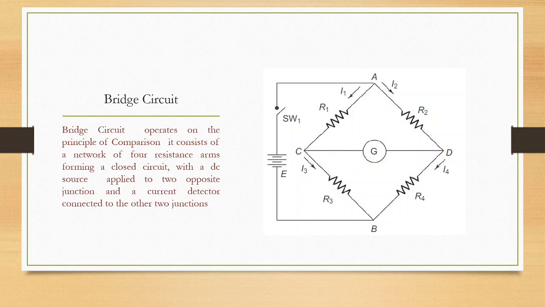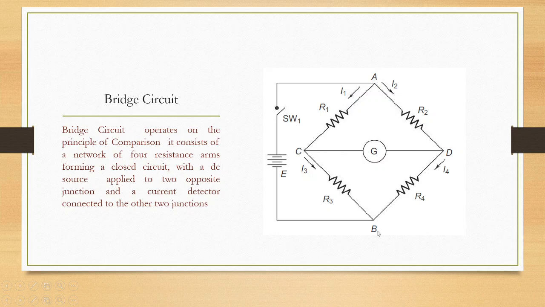Bridge circuit. Basically, a bridge circuit operates on the principle of comparison. It consists of a network of four resistances. As we can see, we have four resistances here: R1, R2, R3, and R4. All these four resistances are connected end to end, thus forming four junctions A, C, B, and D.